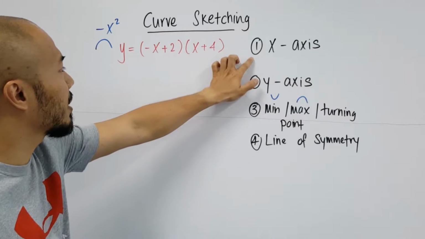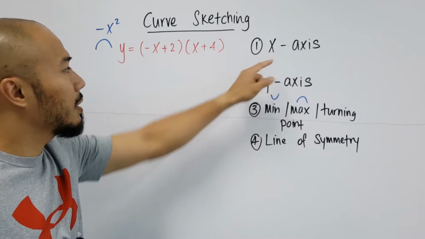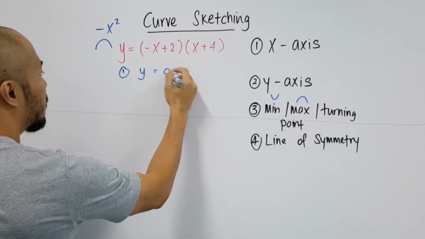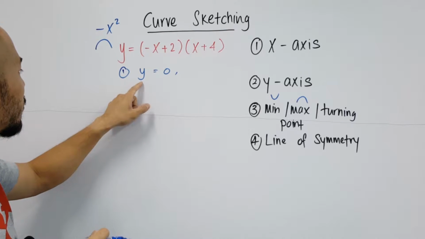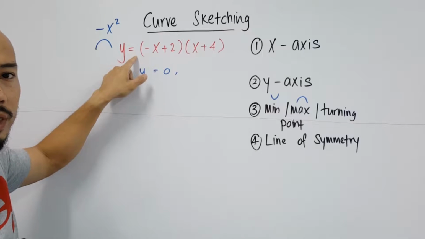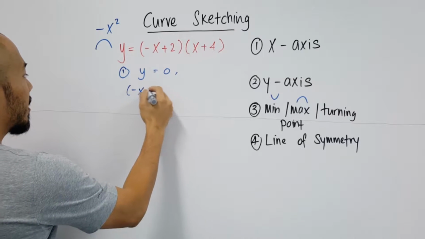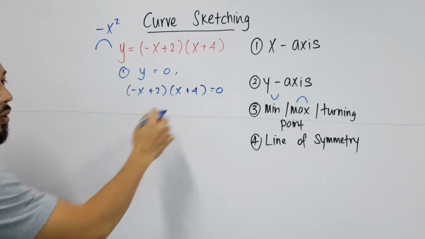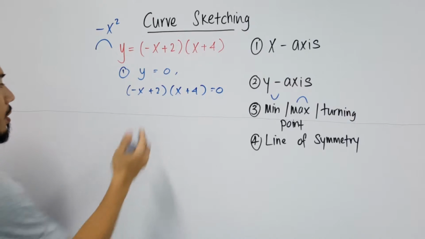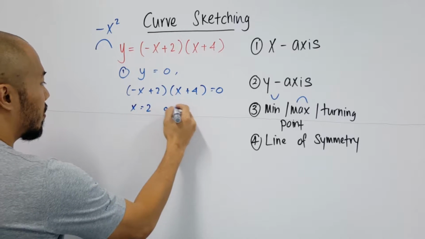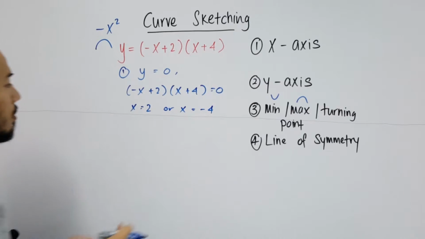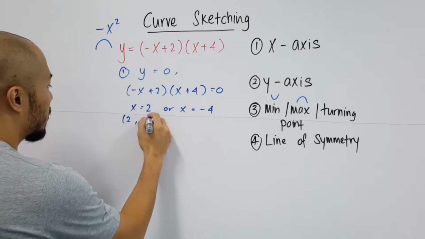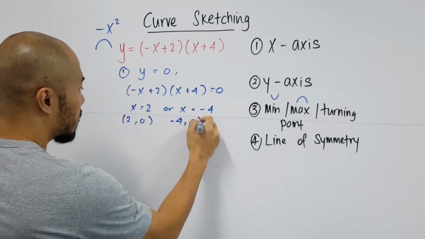So the first one is at the x-axis. As we know, at the x-axis, y equals 0. So we substitute y equals 0 into our equation, and we will get minus (x plus 2)(x plus 4) equals 0. So this is what we have been doing in solving quadratic equations. We will get x equals 2 or x equals minus 4. So we have 2 coordinates from here. Let's write down (2, 0) and (minus 4, 0).